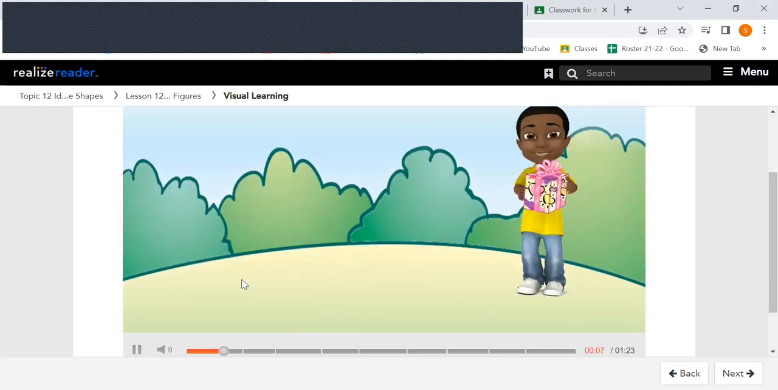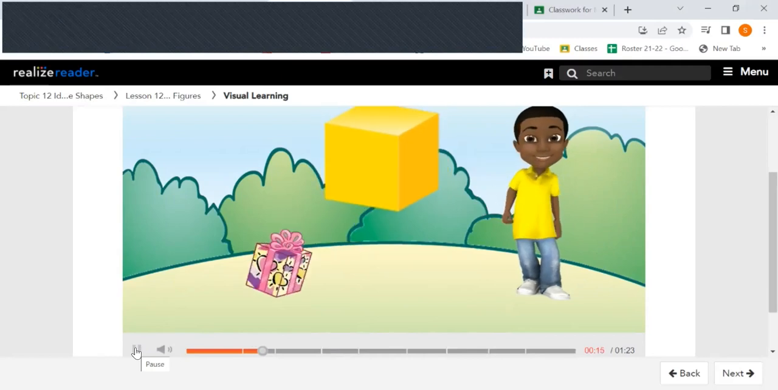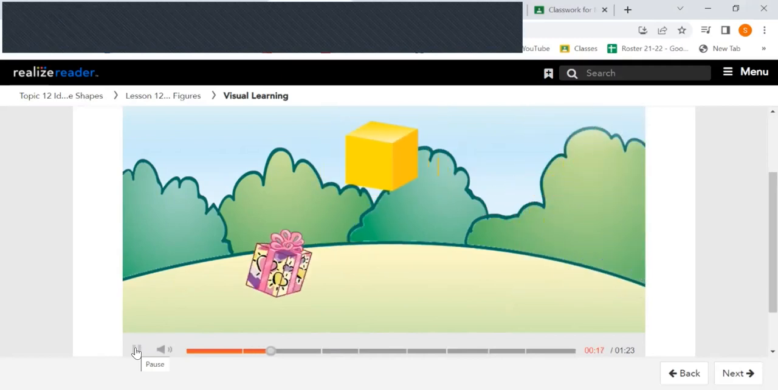Let's name some shapes. Jackson is holding a box. What shape is the box? What shape does that look like? The shape of the box is a cube. What else can you think of that is shaped like a cube? Do you have toys that look like this, like toy blocks? Or have you ever seen a box shaped like this? It looks like a box, right? A tissue box is shaped like a cube.